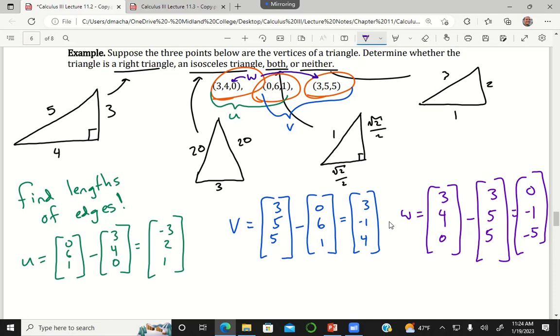So my points that are given to me, the first, second, and third point, are again the vertices of a triangle in space. Now my vectors u, v, and w are telling me about the differences in the coordinates between the first and the second point, the second and the third point, and then the third and the first point.